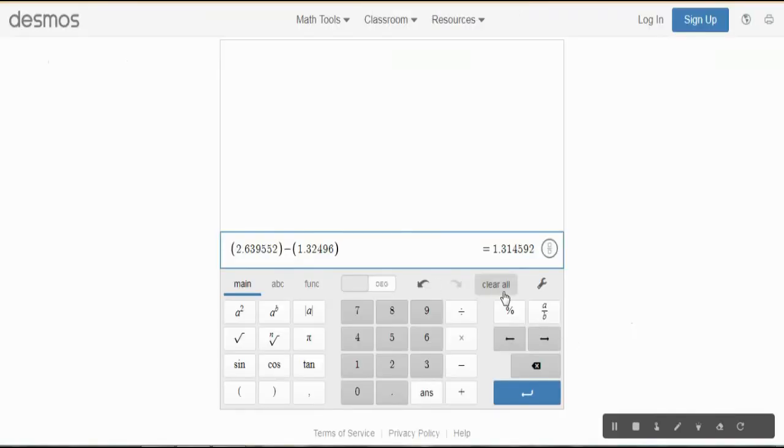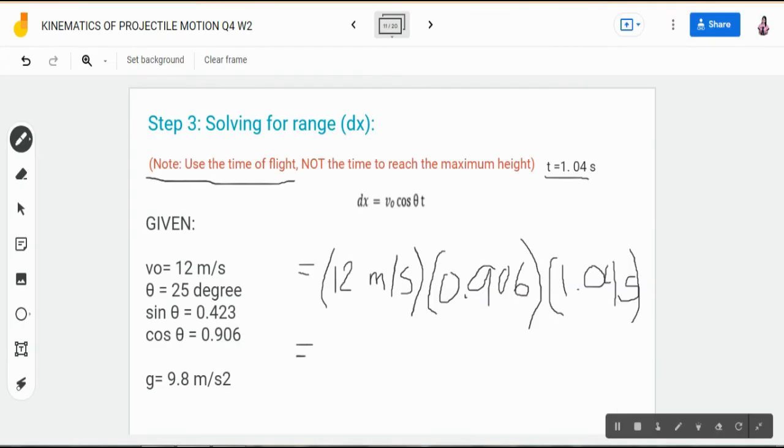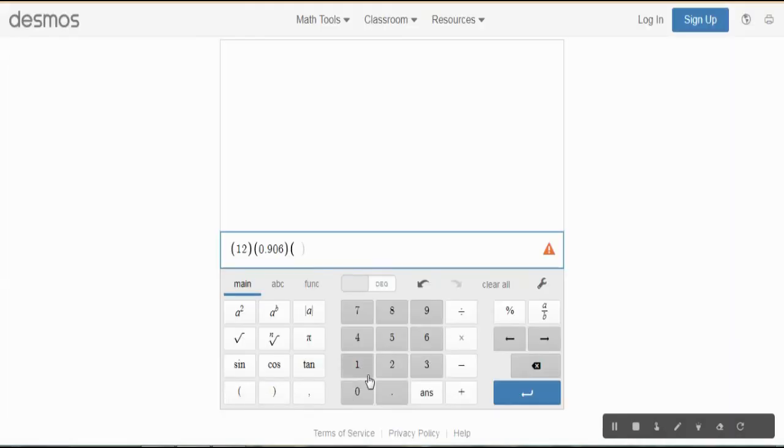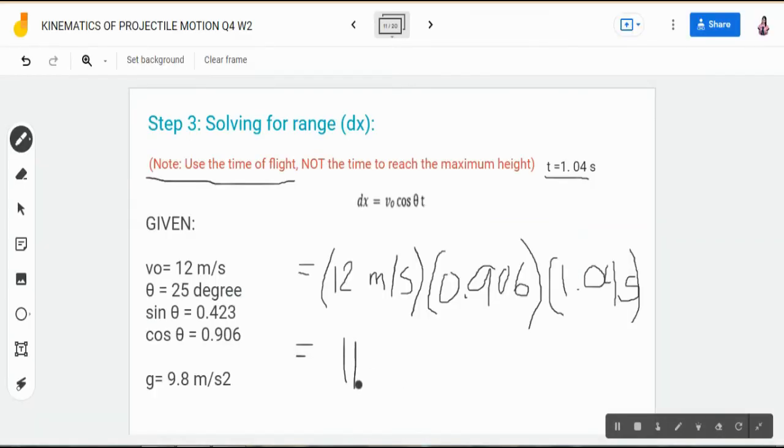12 times 0.906, okay? And then 1.04. So that would give us 11.31. Since 2 decimal places lang yung kakukuhanin natin, pag ni-round off natin, 11.31. So ito yung ating final answer. 11.31 meter. Box natin siya. Ayan. So ito yung ating range.